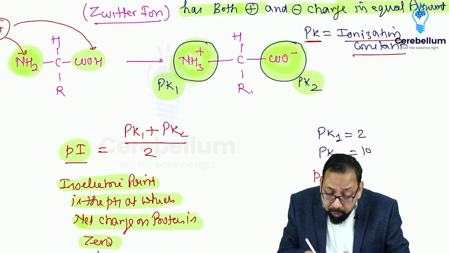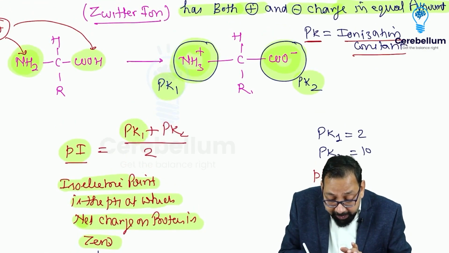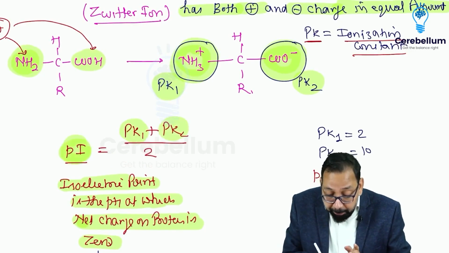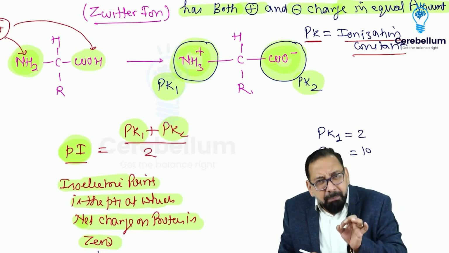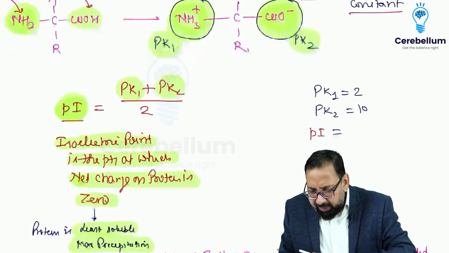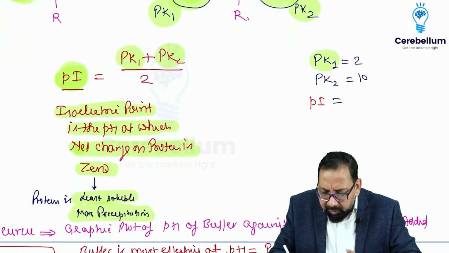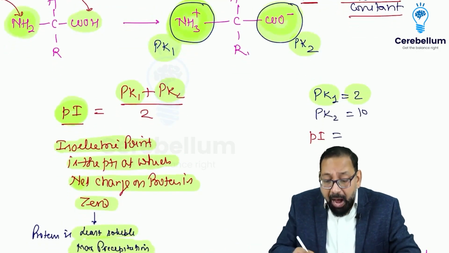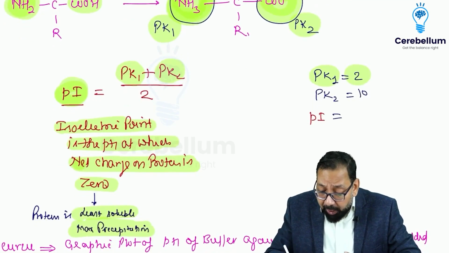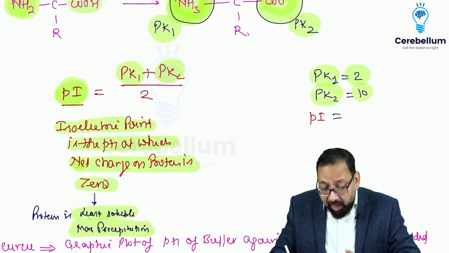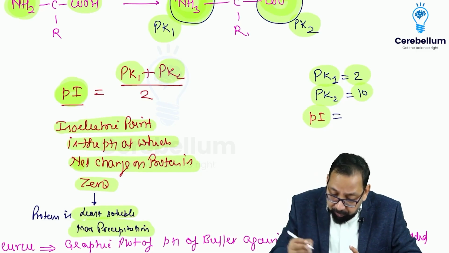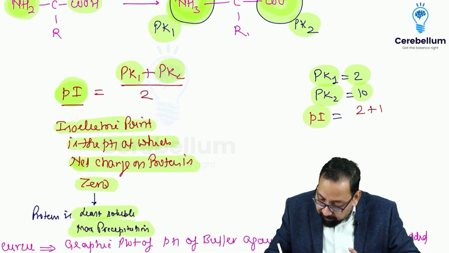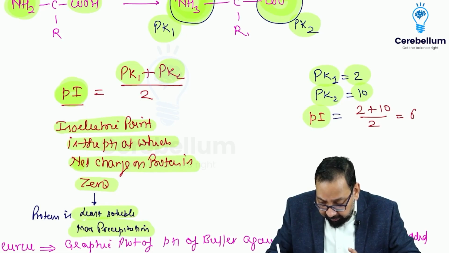You will do the average of pK1 and pK2. You will find the pI. A simple numerical question is asked: pK1, the ionization constant of one group, is 2. The ionization constant of another group is 10. What is the isoelectric point? So you will take the average: 2 plus 10 divided by 2, that is 6.